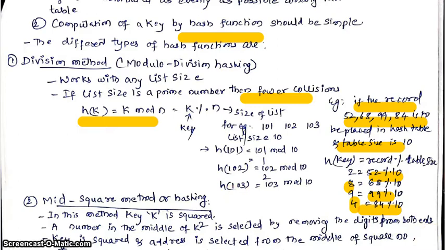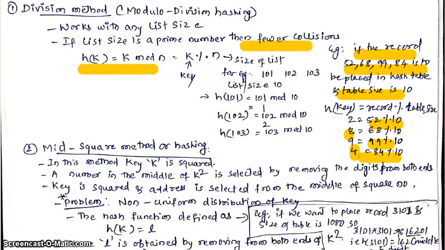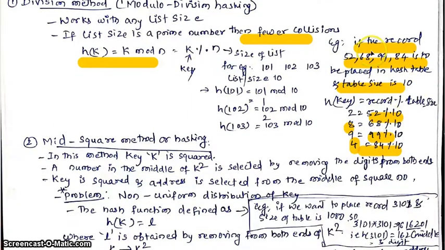So this is with respect to the modulo division method. We have generated the keys for these items. The hash keys are generated for these 4 items, so they are going to be stored in the respective indexes.